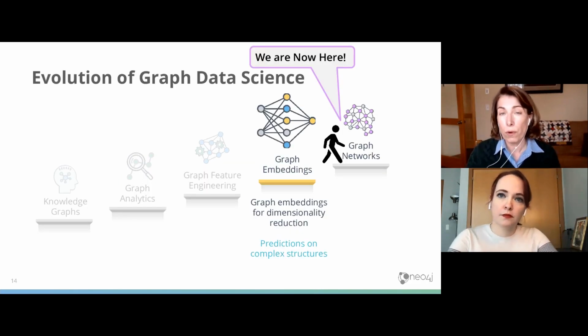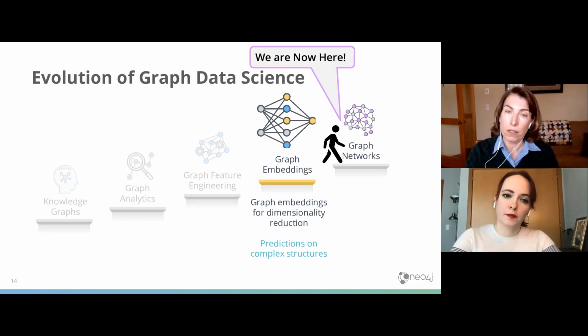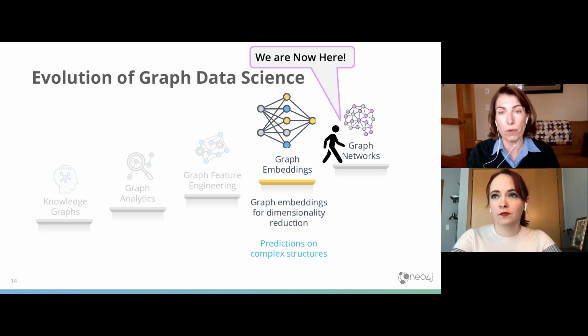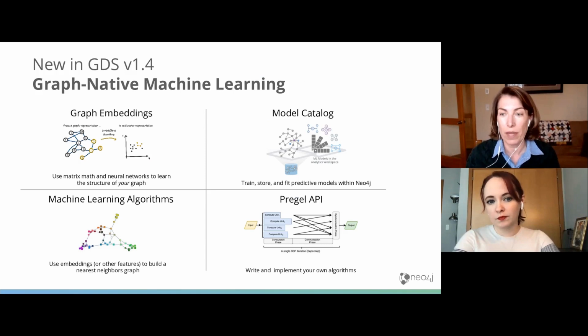So with the graph embeddings, that kind of walks us along into the evolution of graph data science that we see people moving to. With Graph Data Science version 1.4, we've included graph embeddings, and we're moving just beyond that as well. We are starting to dip our toes in the graph network space, where we can do graph native machine learning. And so we're kind of excited to talk about that more today.